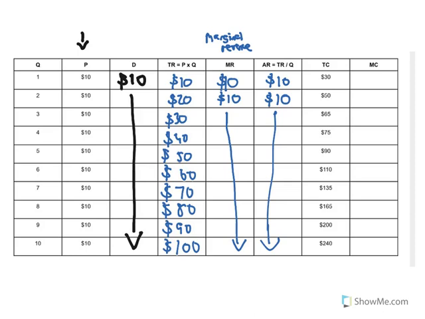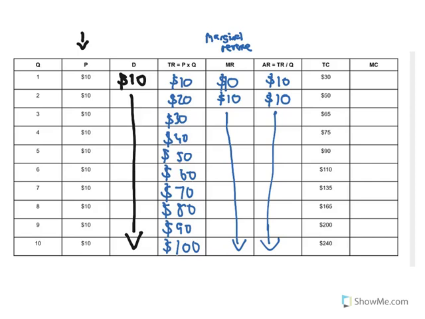So price, demand, marginal revenue, average revenue in a perfectly competitive firm are all the same number. Now, when we get to other market structures, that may not be the case, and we'll see when we get to units 7 and 8.